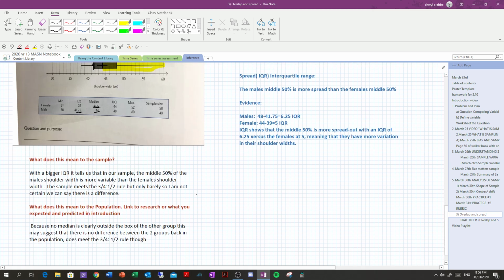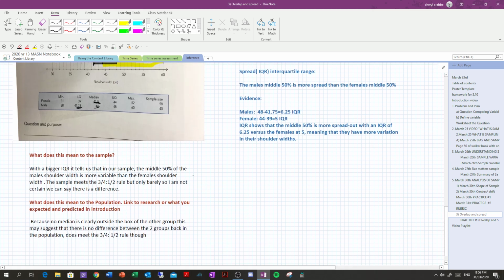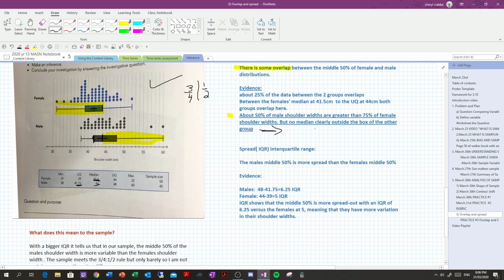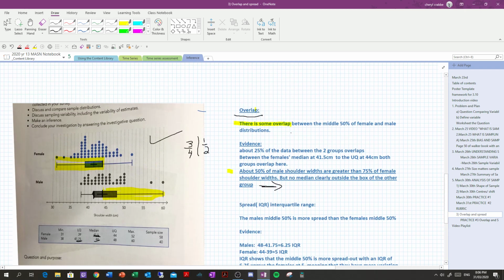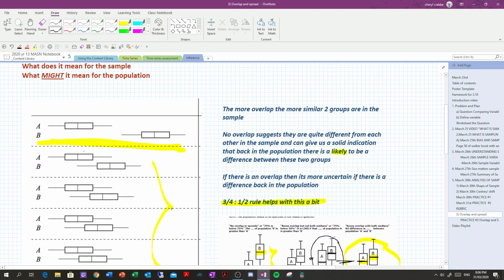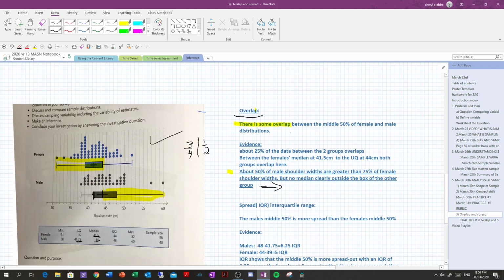And then when we go down to make a decision about what's going on in the sample, we'll use this information to help us out. So that's all about overlap. Lots and lots of things to know about the overlap.